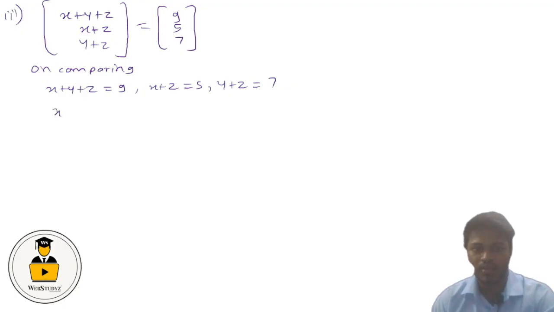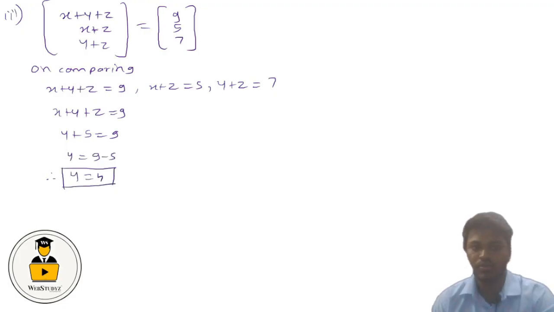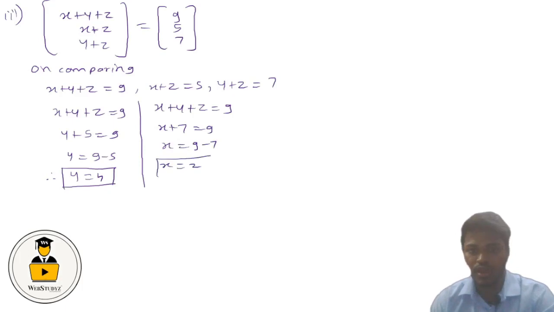Now, since we have x plus y plus z equals 9, and we have given that x plus z is 5, in the place of x plus z, we can write 5. So this will be y plus 5 equals 9. So y will be 9 minus 5, which is 4. Similarly, we have x plus y plus z equals 9, and y plus z is 7. So in the place of y plus z, we can put 7. So x will be 9 minus 7. X comes out to be 2.